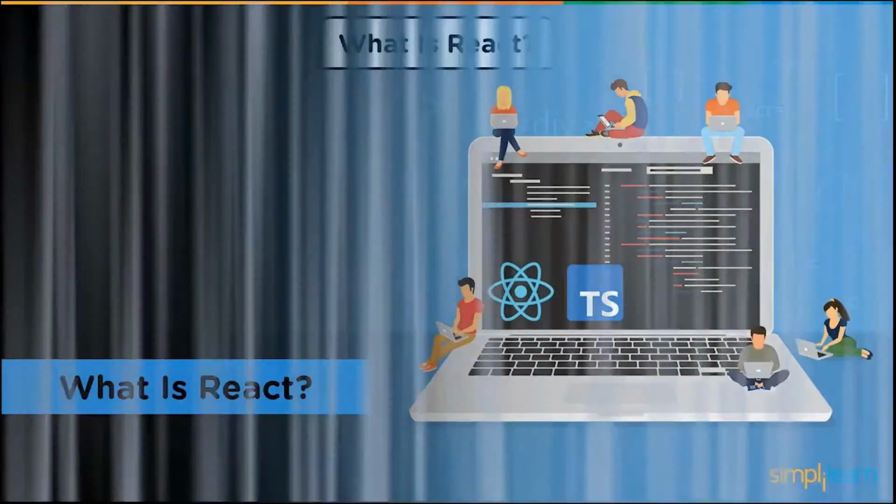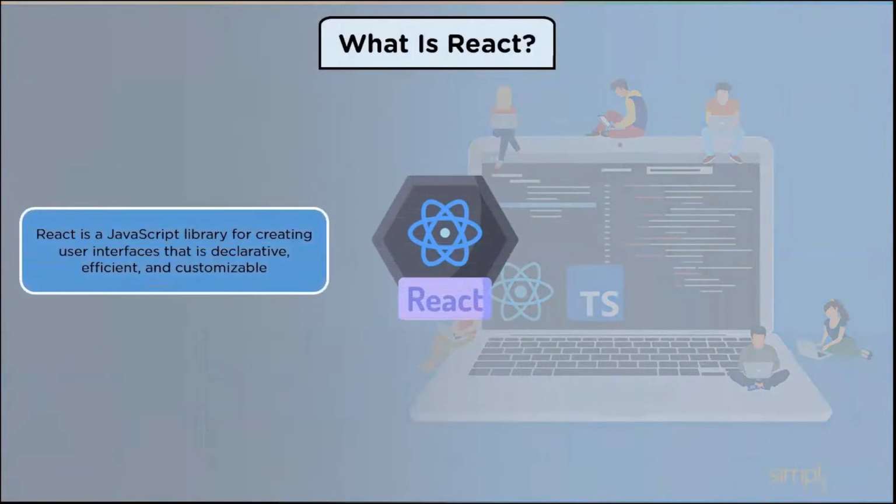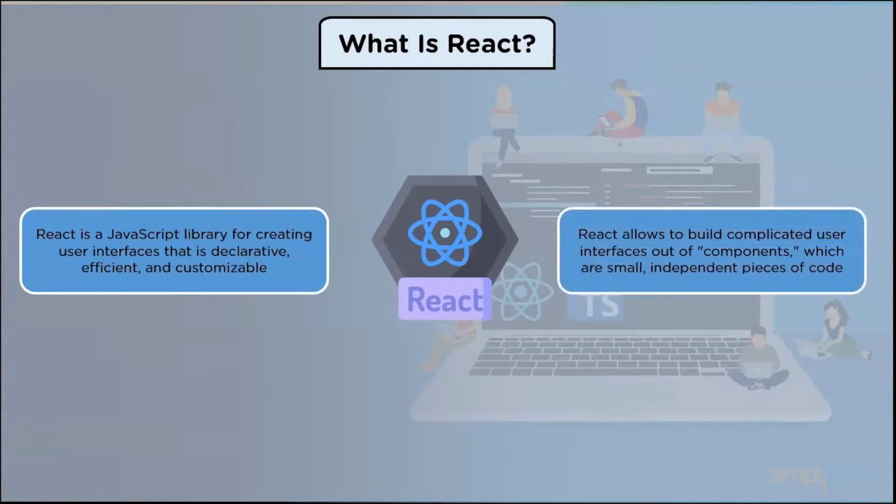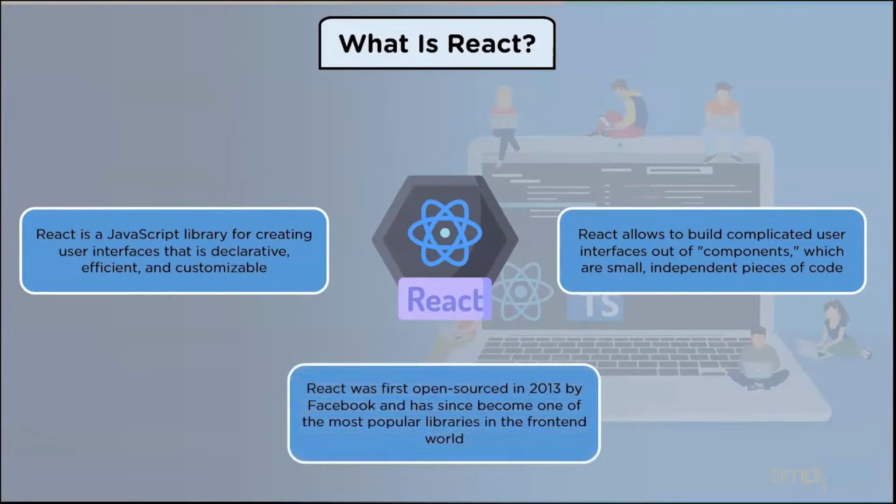What is React? React is a JavaScript library for creating user interfaces that is declarative, efficient, and customizable. React allows us to build complicated user interfaces out of components, which are small, independent pieces of code. React was first open sourced in 2013 by Facebook and has since become one of the most popular libraries in the front-end world. With frameworks like Redux, React can simply be extended to integrate functionality like routing and state management patterns.